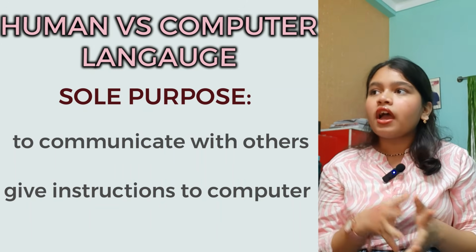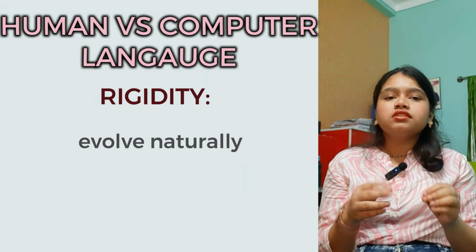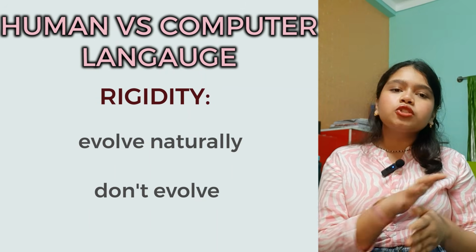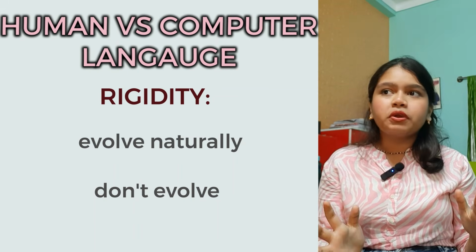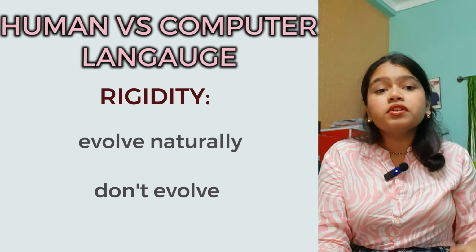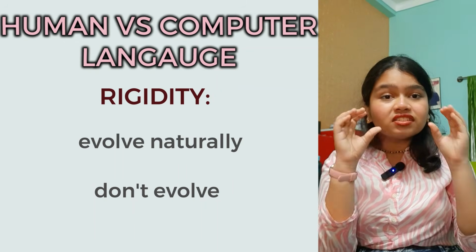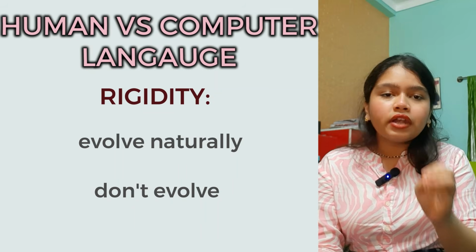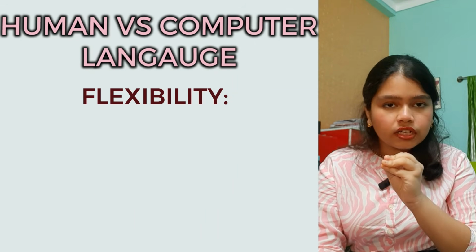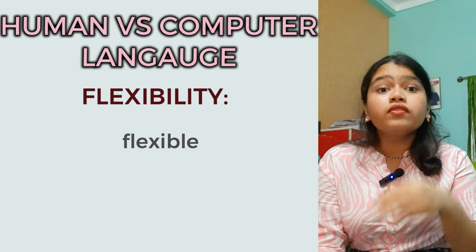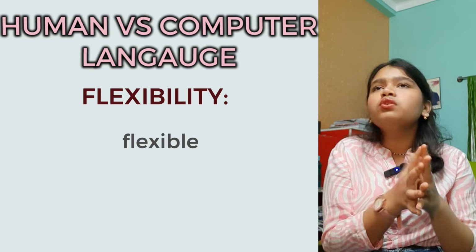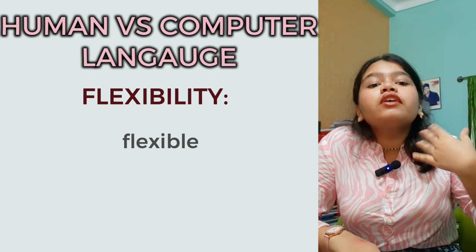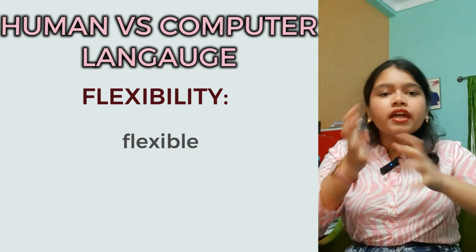so that the computer can perform a particular task, right? And human languages evolve naturally, just like I said before. Computer languages don't evolve because they are designed by humans. They are artificially created. They have set rules for semantics and syntax, right? In human language, we have certain rules too, but who follows those rules? When we are talking, we talk very freely. We don't care about grammar and all. Human languages are flexible. You can bend and break them.